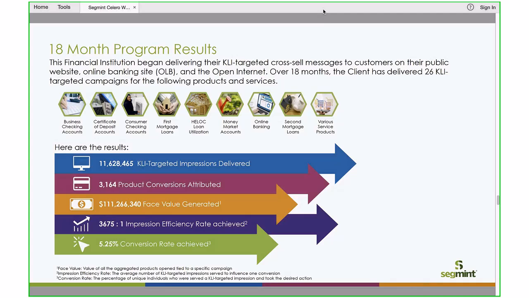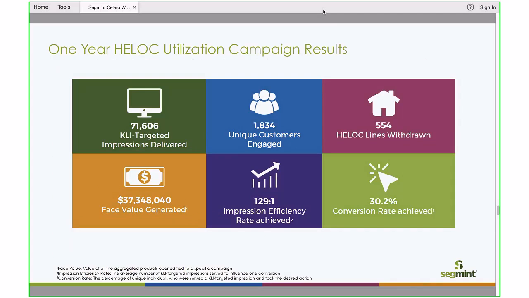But you can see the number of KLI targeted impressions delivered, 11 million impressions delivered. But more importantly than that, you can see the actual product conversions from those efforts. They opened 3,100 products for a face value of $111 million. But then look at that impression to efficiency rate. They're closing one product for every 3,600 impressions that are being delivered, which is very, very strong. We'll take that challenge versus any sort of traditional digital media any day of the week. We're very proud of that. But we can go a little deeper into that.